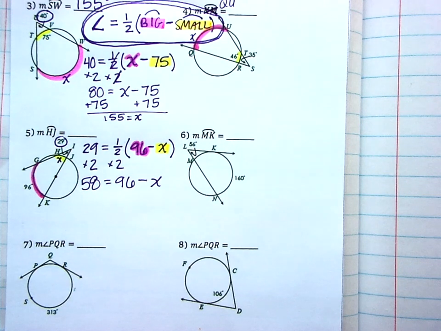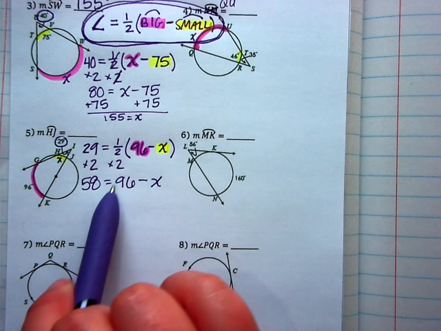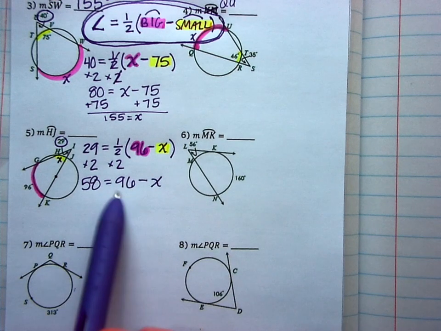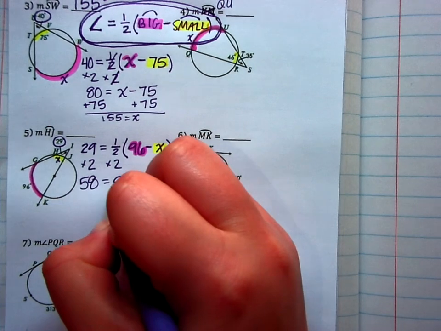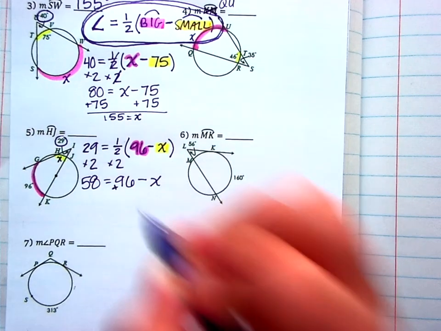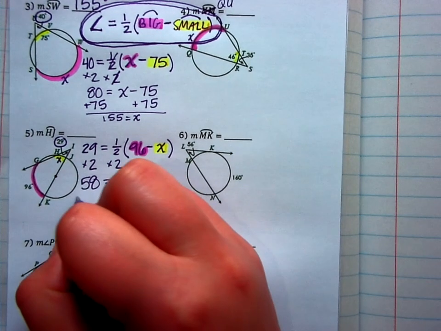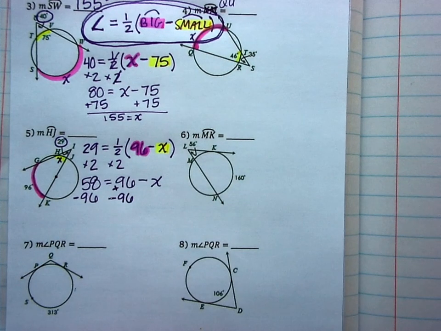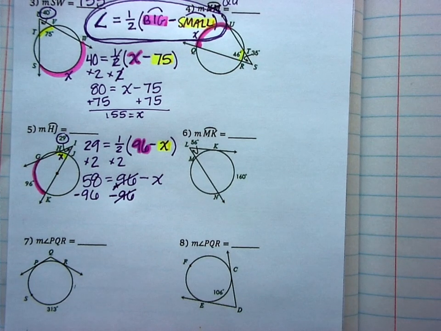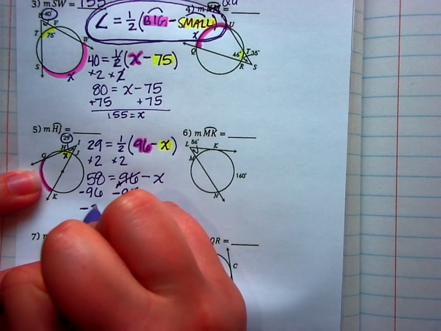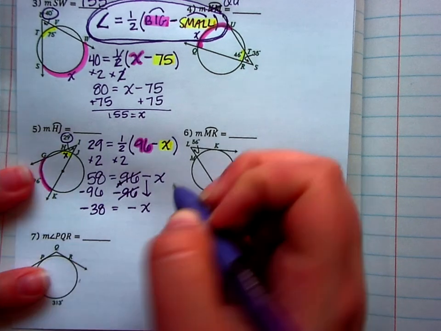So don't go rewriting that other side. Keep it how it is, 96 minus X. Now we're still trying to get this 96 away from this negative X. So keep in mind, this is a positive 96. So to do the opposite of positive is negative. Subtract the 96 over to the other side. So 58 minus 96 gives us negative 38. And that equals negative X.